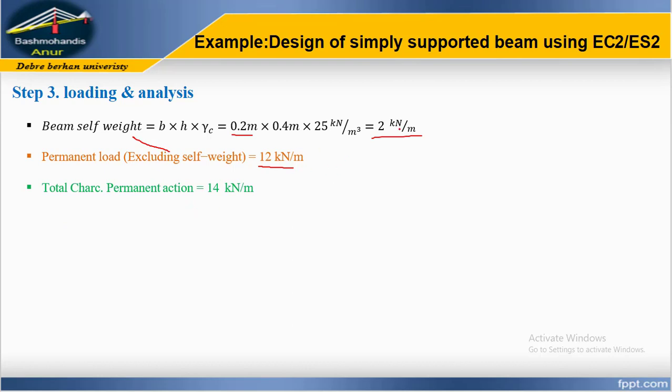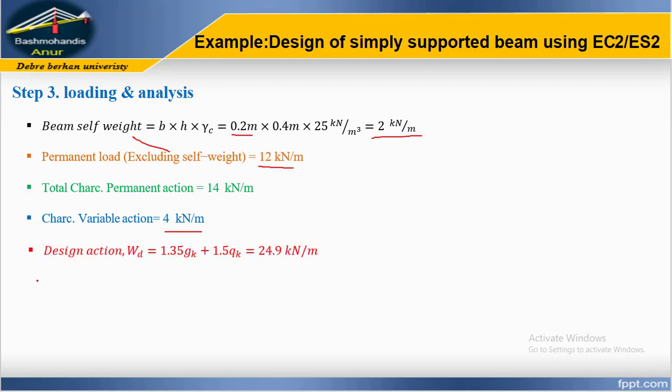12 kN per meter plus 2 kN per meter, centimeter, 14 kN per meter. Okay, simple. What next? Characteristic variable action. It's already given, 4 kN per meter. Well, what is the design action? The design action equals 1.35 times the total characteristic permanent action plus 1.5 times the total characteristic variable action. This equals 24.9 kN per meter.